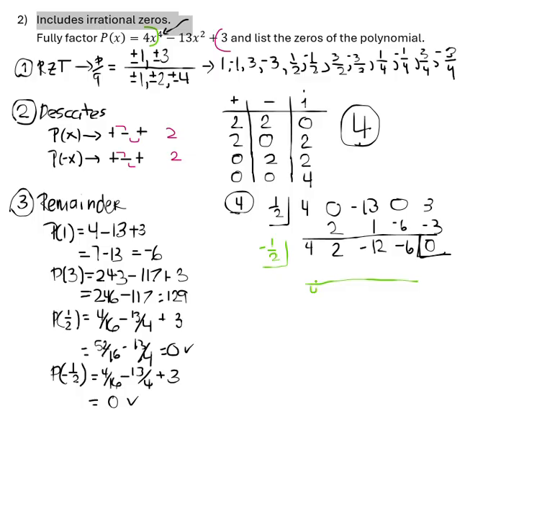That 4 is going to come down. 1/2 of 4 negative is going to be a negative 2. Negative 2 plus 2 is 0. Half of 0 is 0. Negative 1/2 times 0 is 0. Negative 12 plus 0 is a negative 12. Negative 1/2 times a negative 12, negative is positive. Half of 12 is 6. Negative 6 plus 6 gives me 0 again.